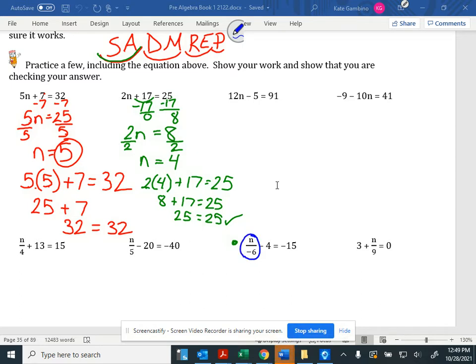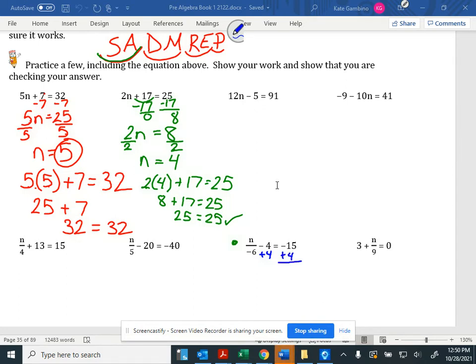I got negative 11. What steps did you do? Well, I subtracted 4. Why are we subtracting 4? Were we adding 4 in the original equation? So you always want to do the opposite. If this says minus 4, we're going to add 4 to zero them out. So we add 4 over here.